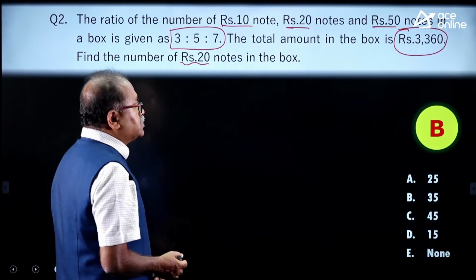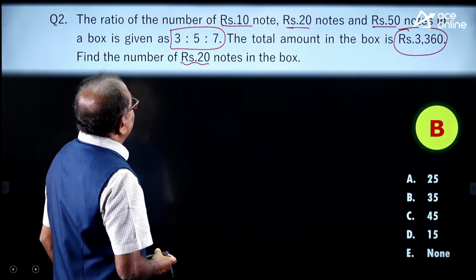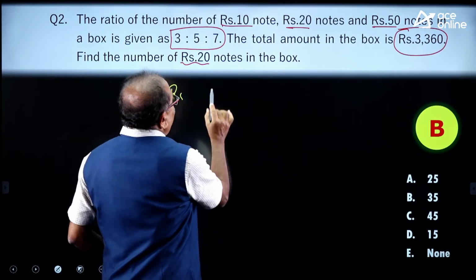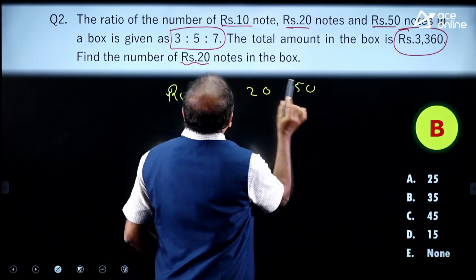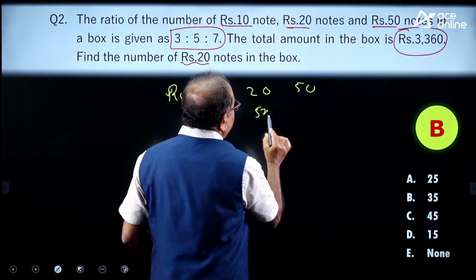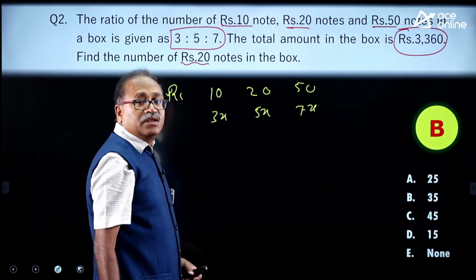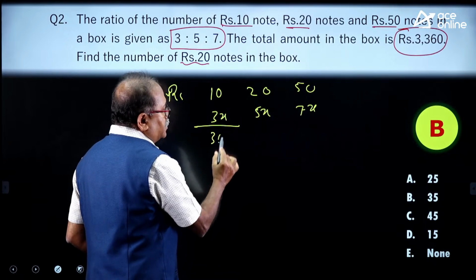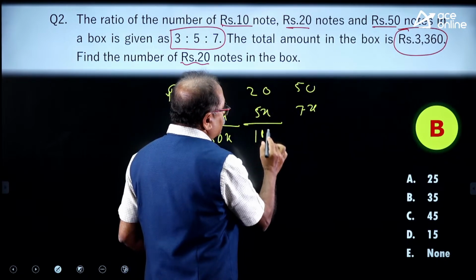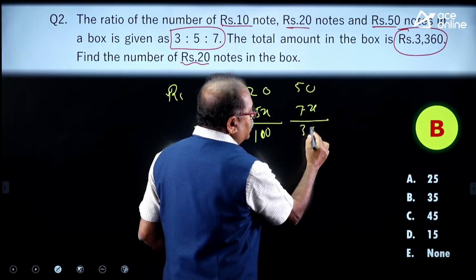How to solve this question is this. We have three denominations: rupees 10, rupees 20 and rupees 50. And we have the number ratio, which is 3x, 5x and 7x. We know this model. We need to multiply this vertically. Then I am getting the 10 rupee value, that is 30x, and the 20 rupee value, that is 100x. Right? This is a very commonly asked question. And 7 times 50 is 350x.